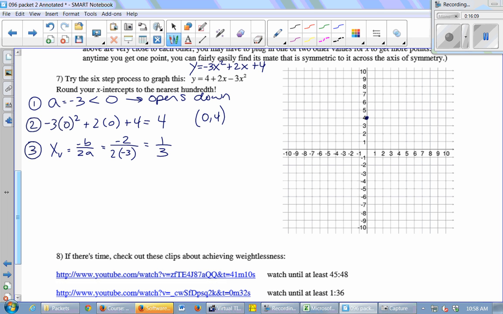And then I need to use that 1 over 3 to get the y-coordinate of my vertex. Yes. I took the b value from my equation, and I replaced b with it. Yes, the negative came from the formula.